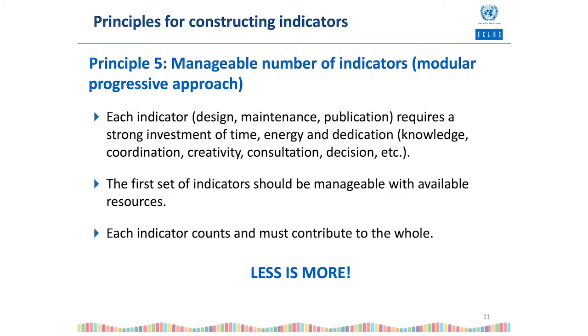Under principle 5, we would make sure that we arrive at a manageable number of indicators. This is important because each indicator would require some time to come up with the metadata, for example, and the statistics for it. And we would need to invest in knowledge, coordination, and consultations and decision making. So these first sets should be manageable with whatever available resources are in the country. And please note that each indicator counts and should contribute to the whole indicator set.